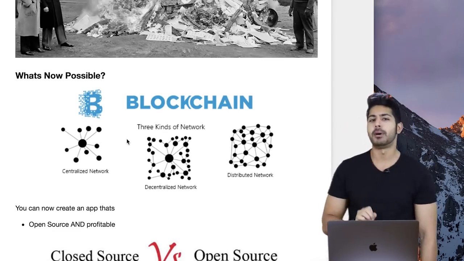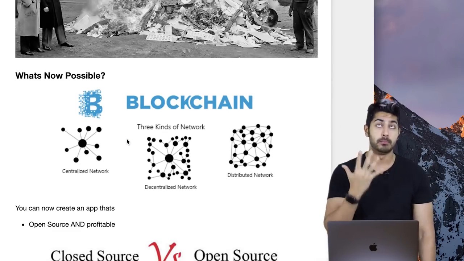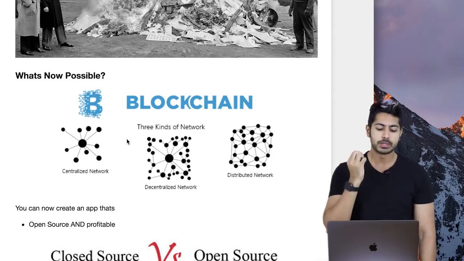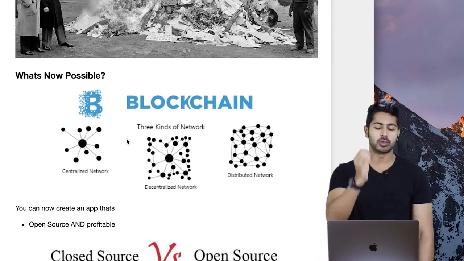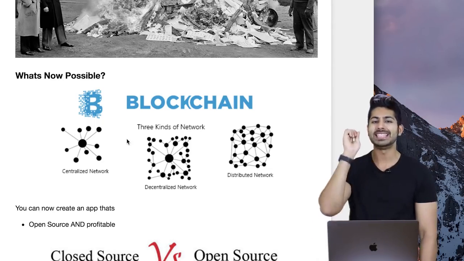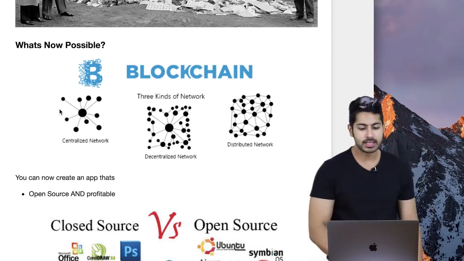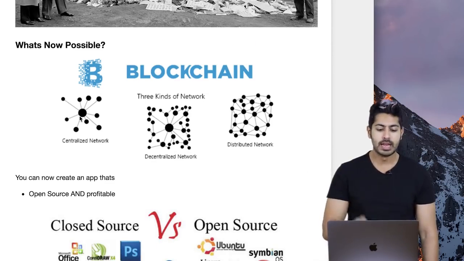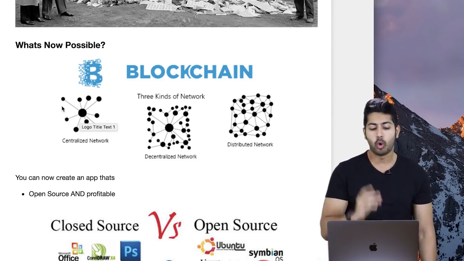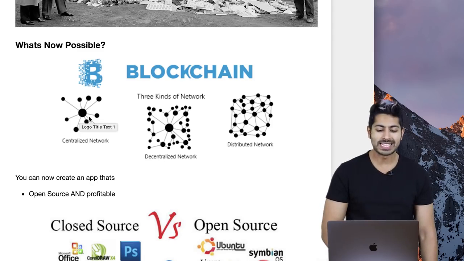So what is now possible? With the advent of the Bitcoin blockchain a couple of years ago, we discovered that it was possible to create what's called a decentralized application. That is an application that is not controlled by any single entity. So if we look at this map of different types of networks, the centralized network is like this, where all the other nodes, like let's say humans or computers, rely on a single server. So that's the centralized model.